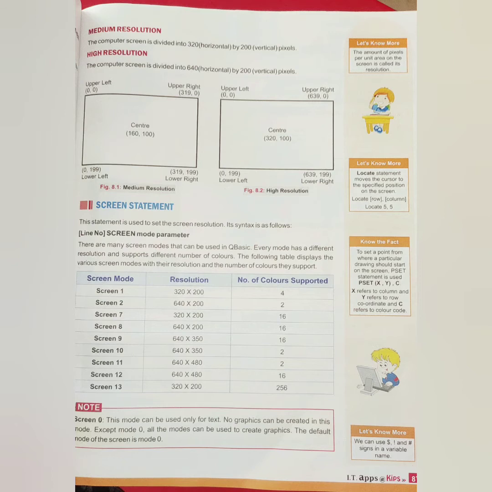Now note it down, Screen 0 is the mode that can be used only for text. We cannot create any graphics on this screen. Except mode 0, all the modes can be used for creating graphics. The default mode of the screen is always 0.